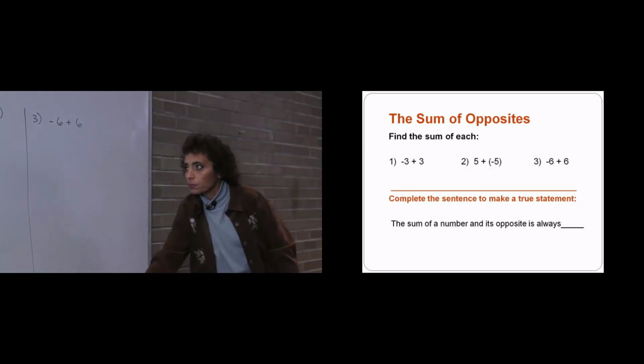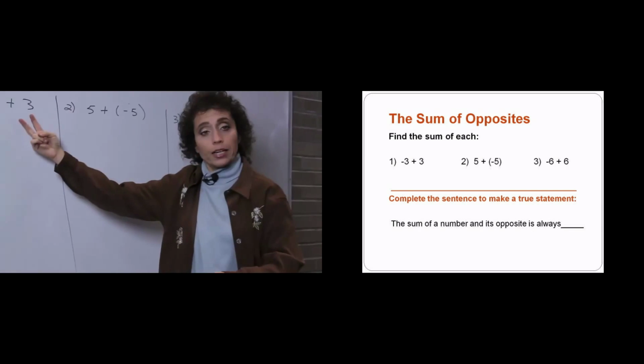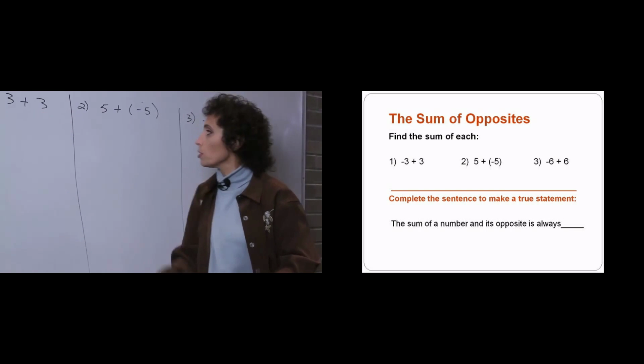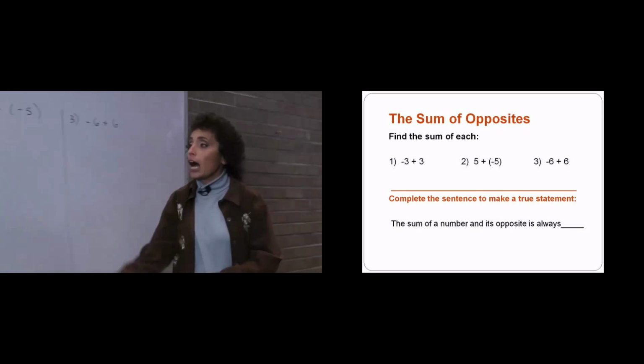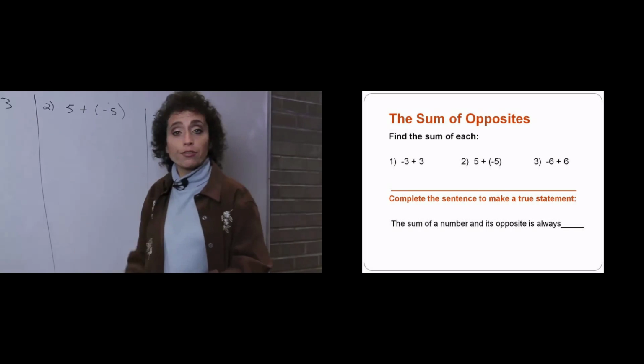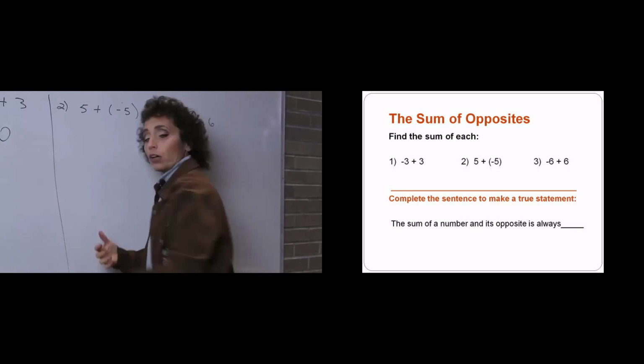Okay. Well, in each of these questions, what do these terms look like? Well, if you remember, these are opposites. These are opposites. These are opposites. Now let's add them. I owe you $3, but I have $3. If I pay you back, what's the deal? Yep, right back at 0.